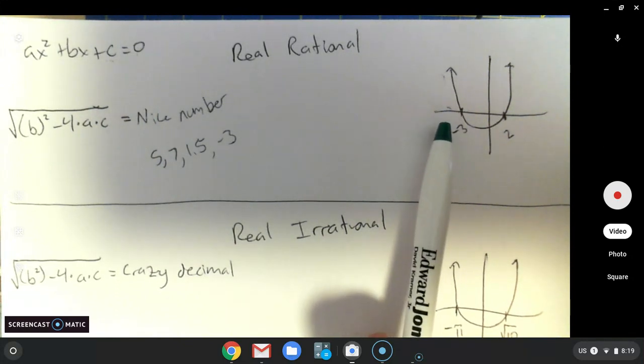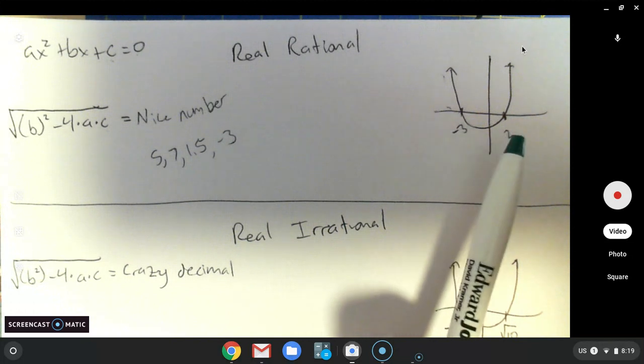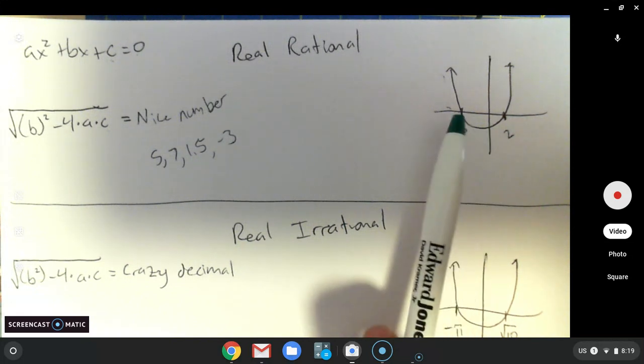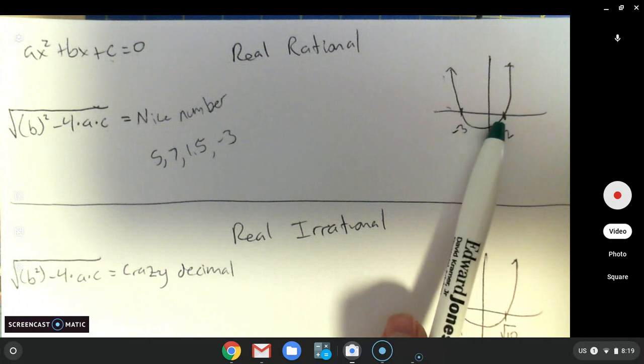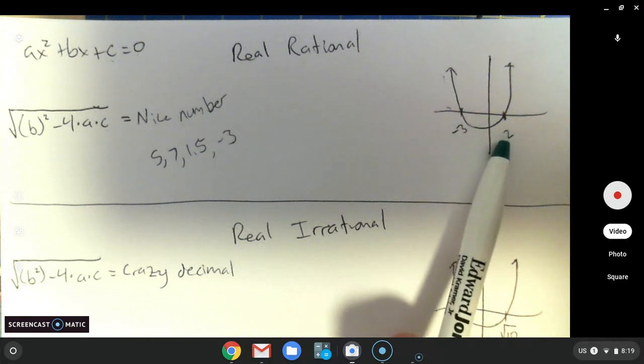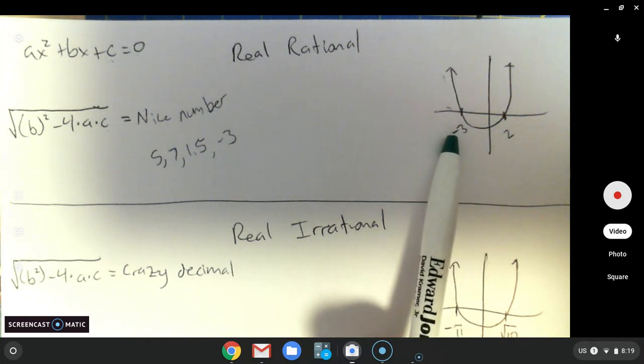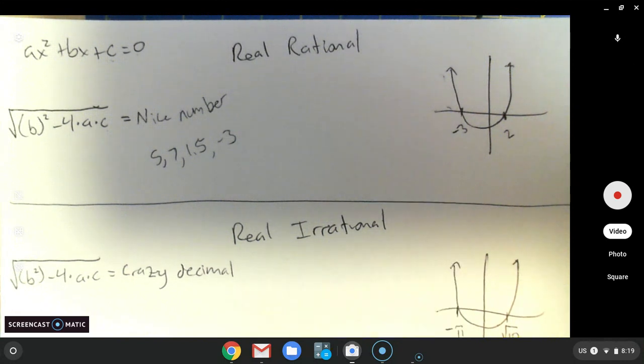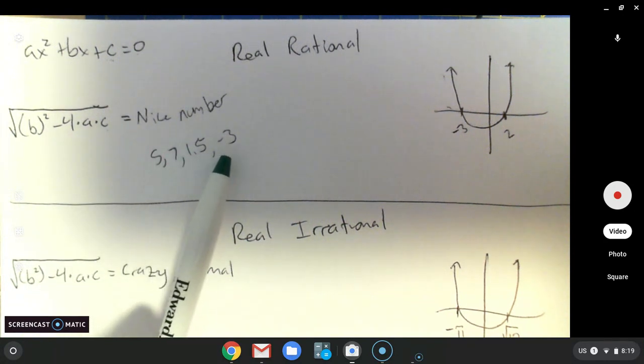It could be that we get 2 nice roots here, 2 places where it crosses the x-axis at nice numbers, like 2 and negative 3. Those are nice numbers. So when you take the square root of b squared minus 4 times a times c, if you get one of these nice numbers, or any other whole nice number, or even a decimal, but a nice one, that's called a real rational solution.